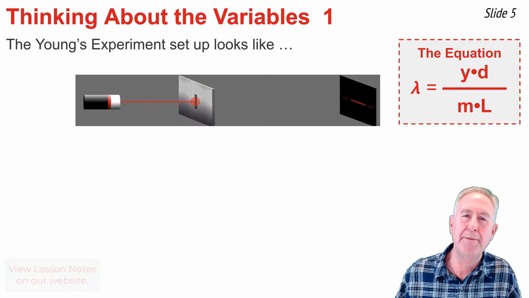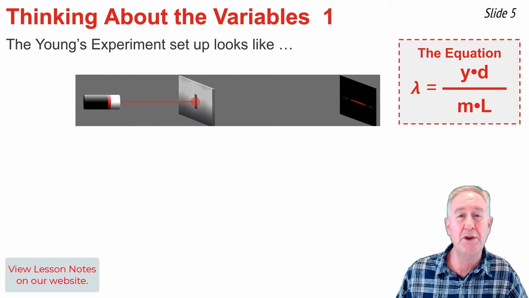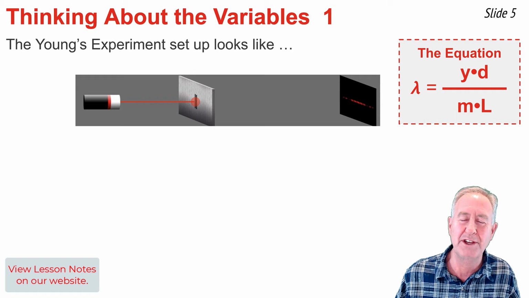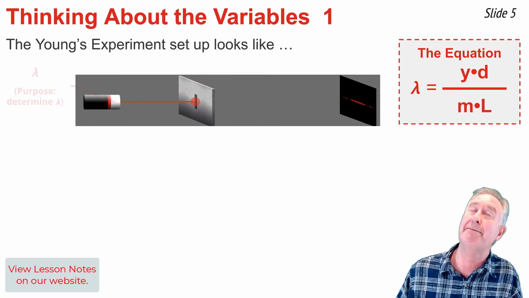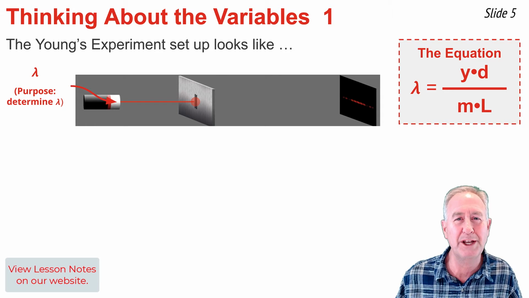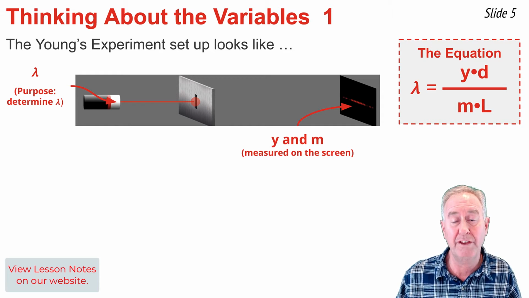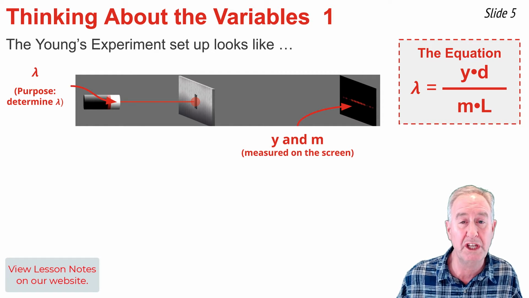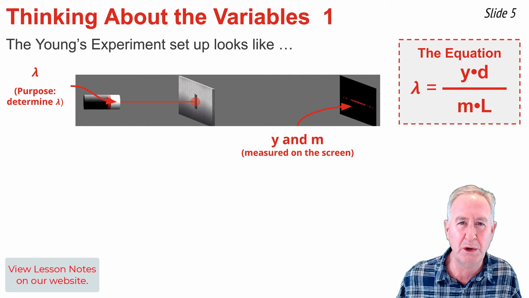The two most common difficulties students have with performing Young's experiment are, first, units, and second, understanding what the variables of Young's equation represent. Let's begin by talking about those variables. First, the lambda in the equation is what you're trying to determine. It refers to the wavelength of light. Second, the value of y and the value of m are something you'll be measuring or determining when you look at the screen where those bright bands are located.